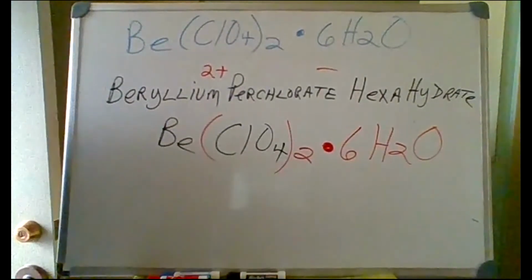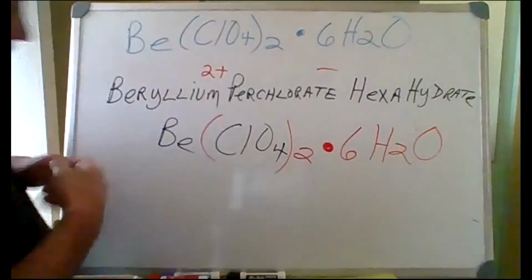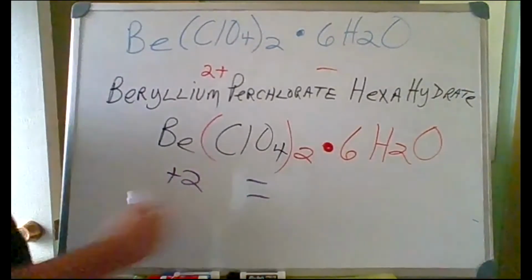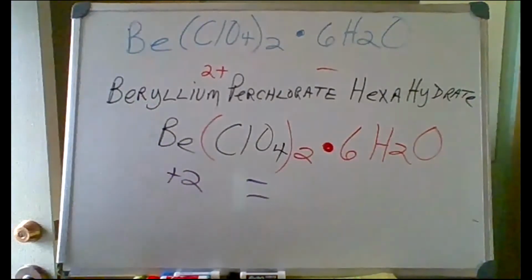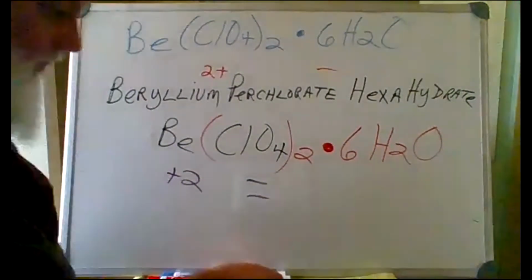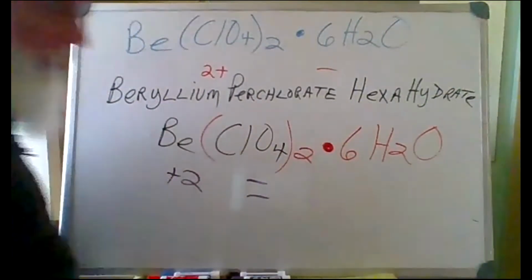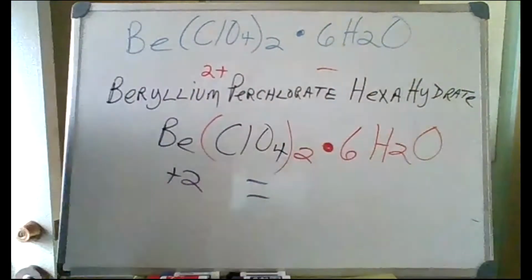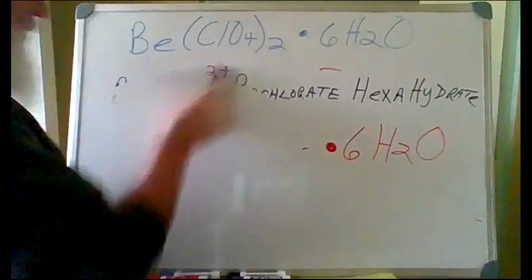Again, we can always check and make sure that this is neutral, because beryllium is +2 and each perchlorate is -1. They add up to neutral. Remember, all compounds have a neutral charge. So this is the same as what we did last class, except we're just adding the waters of hydration. Let's do one more here.